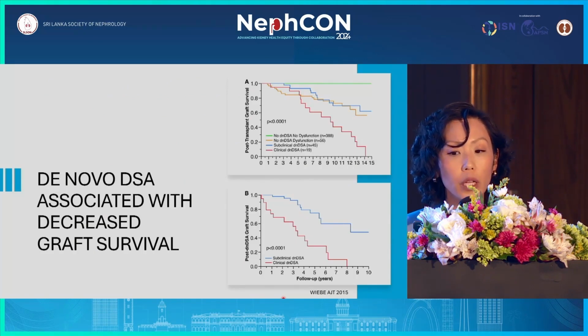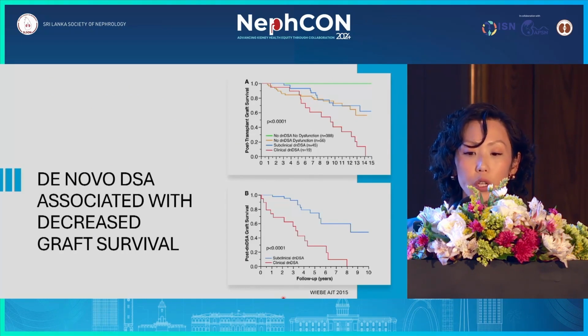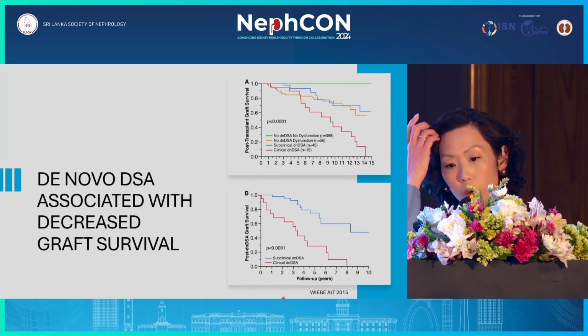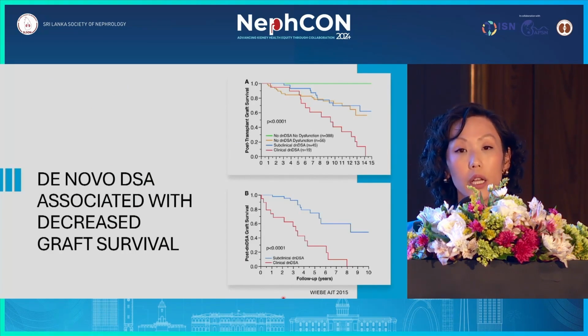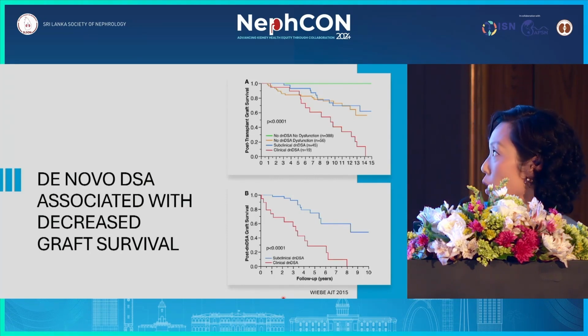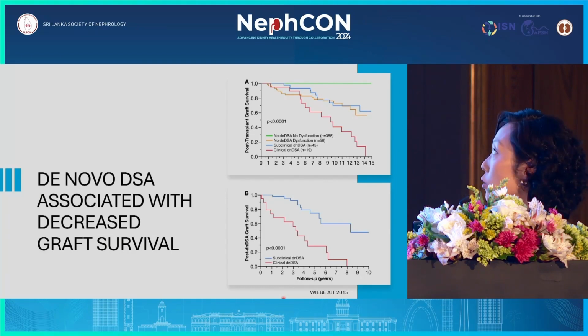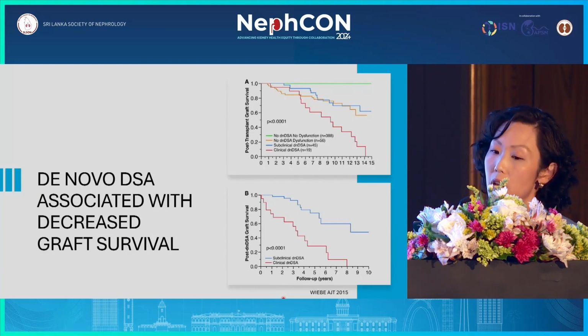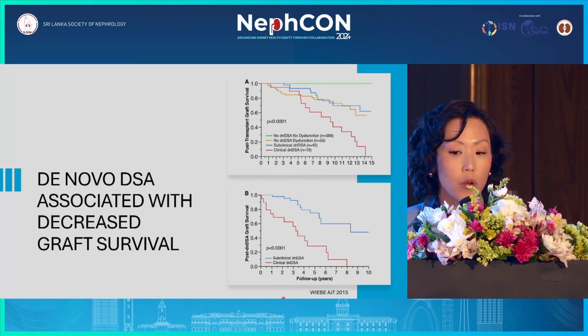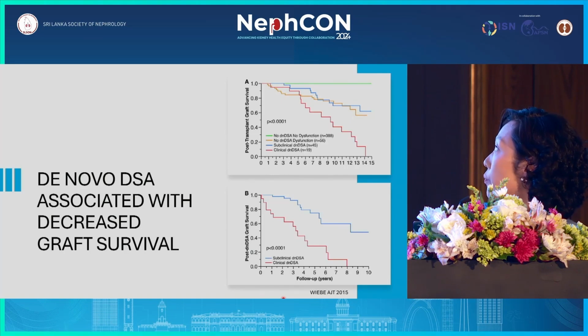For recipients who develop de novo DSA after transplantation, there is also an increased risk of graft failure, whether this is initially associated with ABMR or not. In this Canadian cohort study, de novo DSA associated with clinical dysfunction, shown by this red line in the top panel, had the most rapid graft failure. However, those with de novo DSA without clinical dysfunction, shown by this blue line, also had decreased graft survival compared to those who never developed de novo DSA, shown at the top in green.